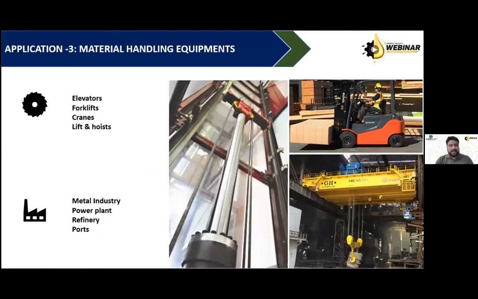Material handling equipment. Now, material handling is a very vast topic, and almost all the industries would have certain equipment for material handling. If we talk about the metal industry, there are equipment like forklifts, cranes, EOT cranes, and hoists. So elevators are there. These can be used for material handling.